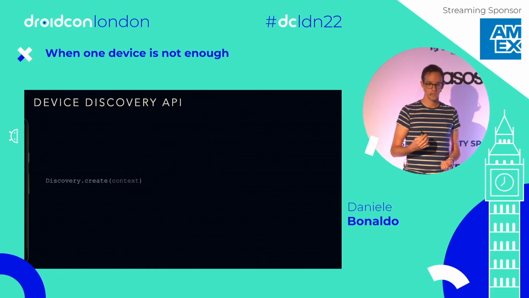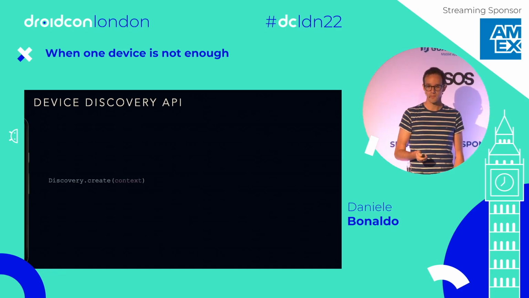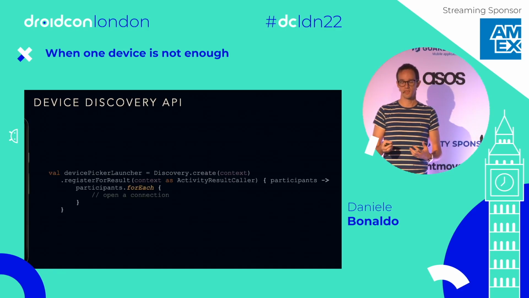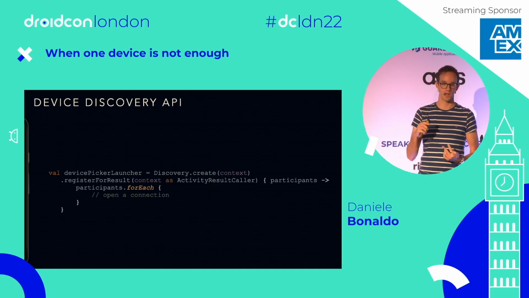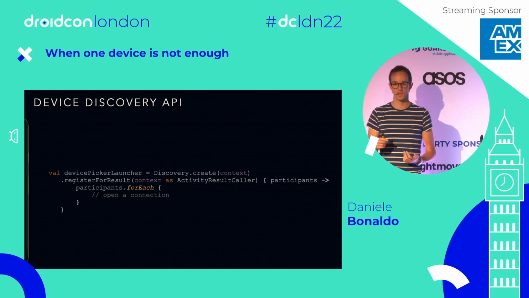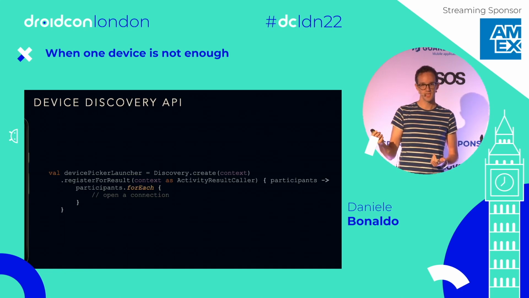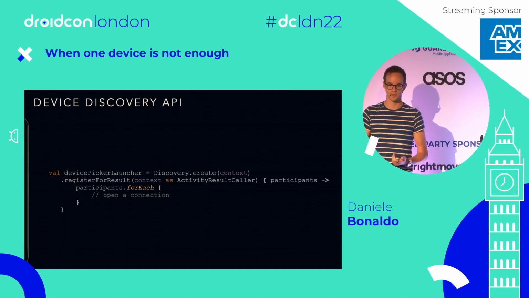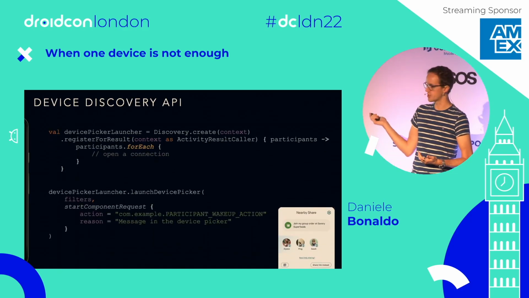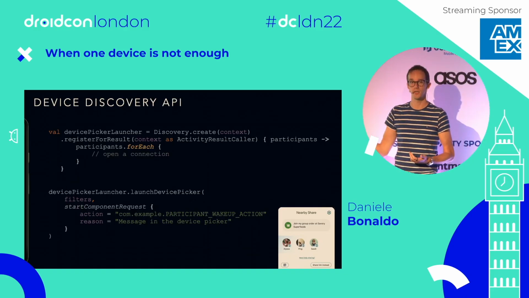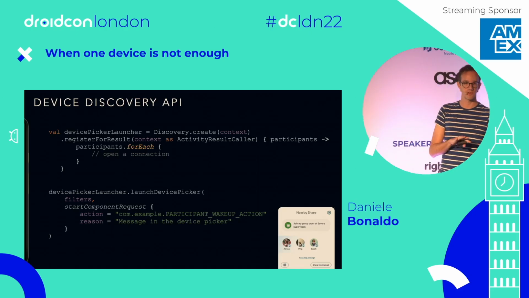So in the first device, you just get an instance of the device discovery API, and you are going to basically create a listener, a callback for when the user selects one or more devices. These devices are called participants in the SDK terminology. And then we will see later how to open a connection once the user selects those devices. How does the user select them? Through the bottom panel that we saw before. But again, at the moment it's a bottom panel. In the future, it could be a notification, it could be a dialog, because that one is managed by the system. You don't have to deal with that.